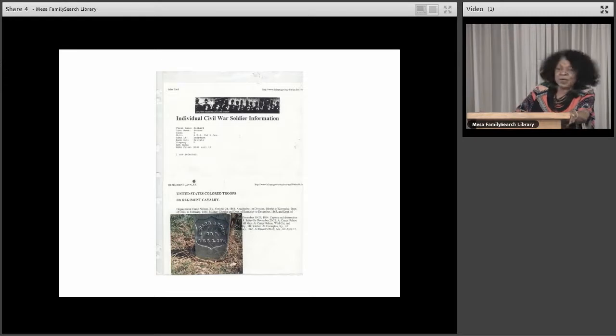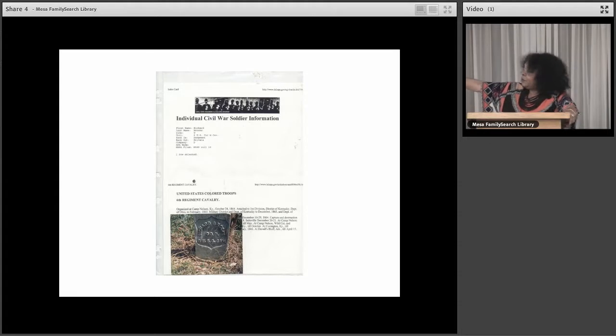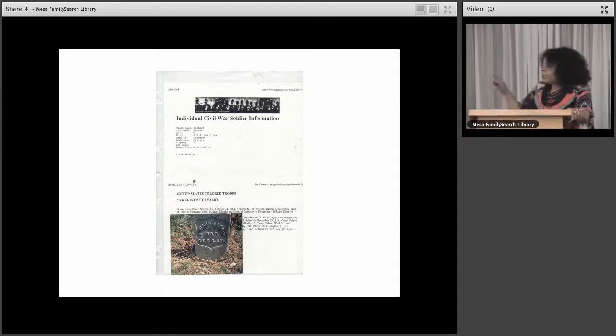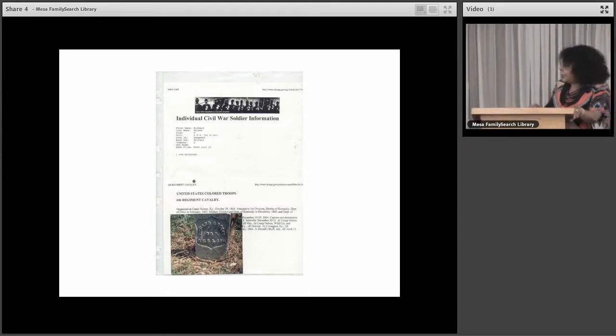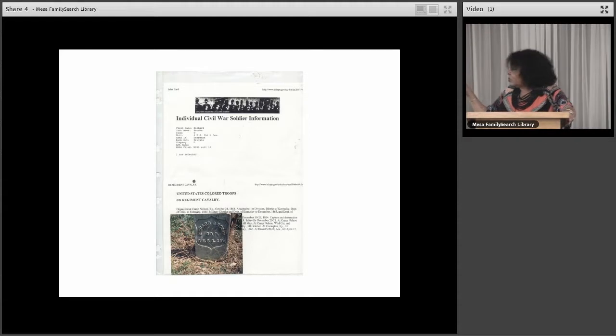This is his grave, and he has the military issue gravestone. And this is what you'll find when you go to the Civil War Soldiers and Sailors website. It has him listed. The area that I've covered up with the picture of the tombstone is his regimental information, and it tells where they fought and under whose command.